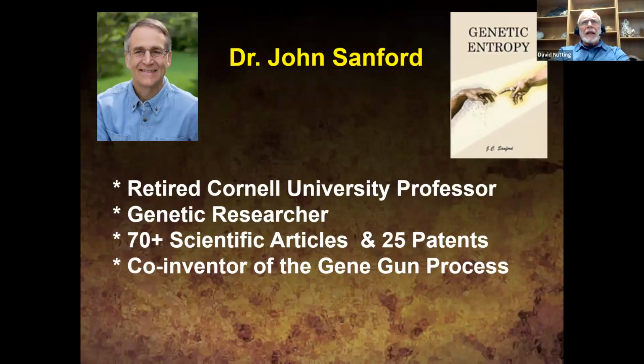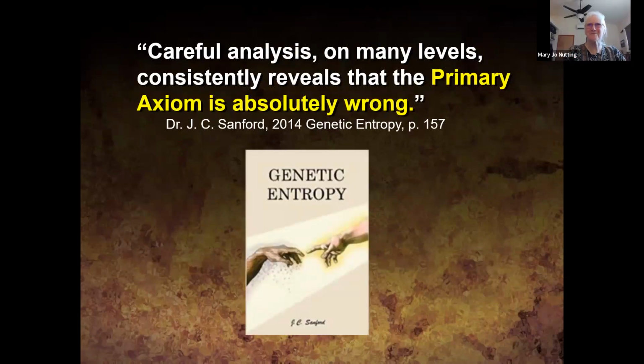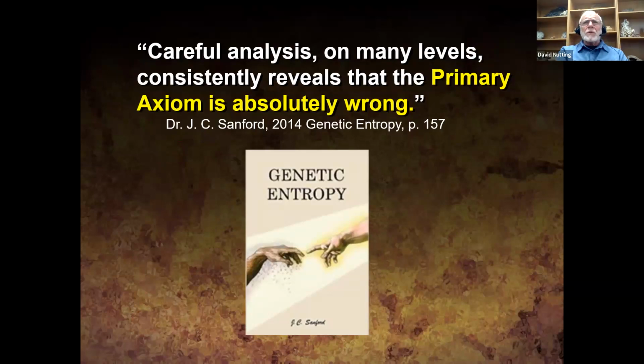Now, John is not any slouch when it comes to genetic research. He's a retired Cornell University professor, genetic researcher, 70-plus scientific articles, 25 patents under his belt. He's co-inventor of the gene gun process. So you understand, he knows his stuff. And he's a very humble man to boot. He really is a good gentleman, and I appreciate him so much. In fact, we just saw him last month or thereabouts.